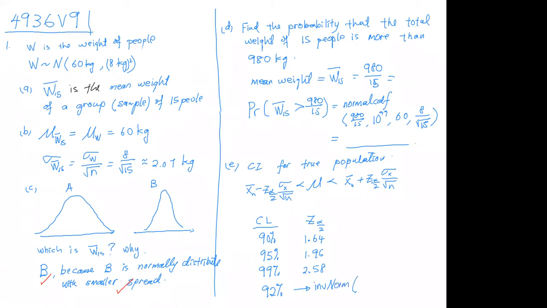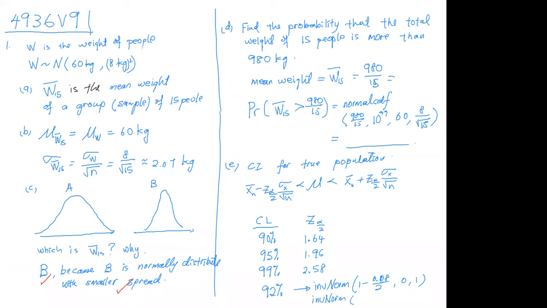Okay, inverse norm. It depends on your calculator, I can't tell you, correct? So if I can do it, 1 minus 0.8 divided by 2, 0.08 divided by 2, comma 0, comma 1. Or depending on your calculator, inverse norm.